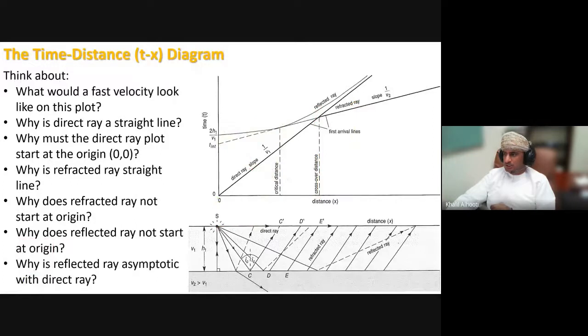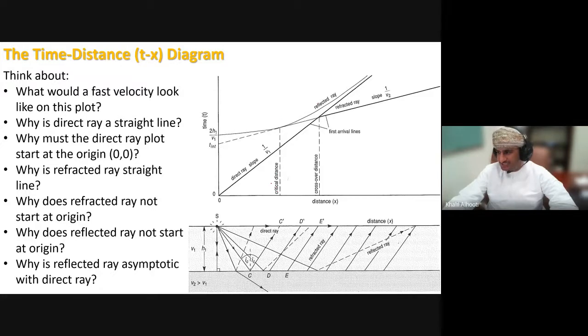May I ask a question? Will the reflected energy ever be the first to be received, from at least this graph? No, doctor. Never ever. Yeah, that's true. So the refracted, that's the one.